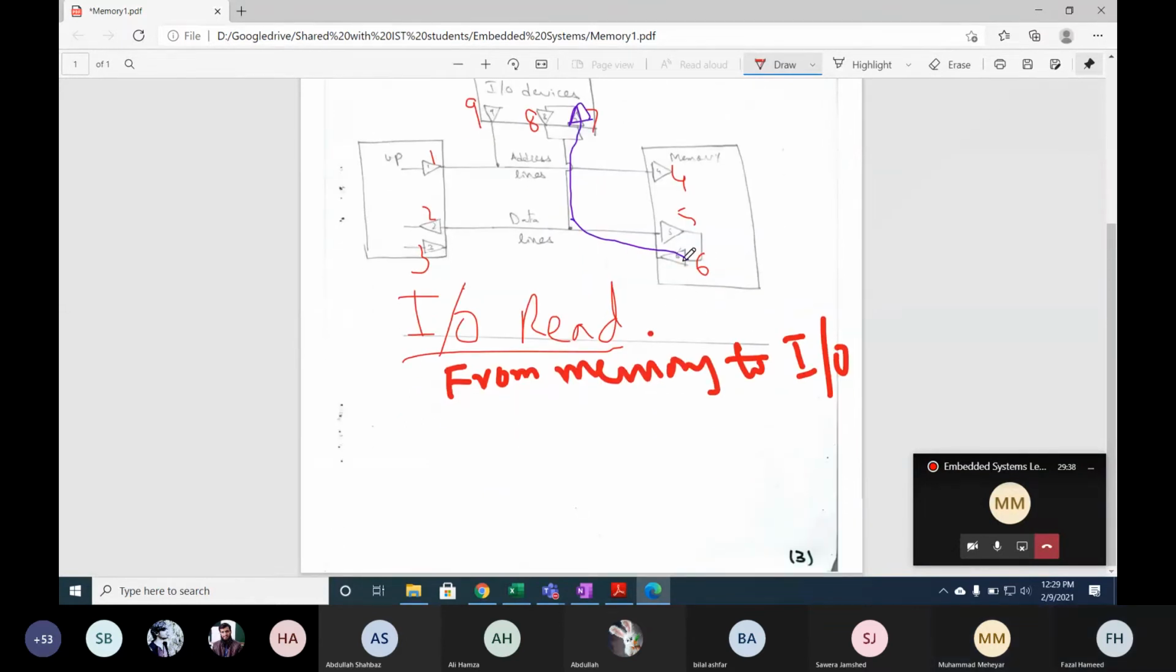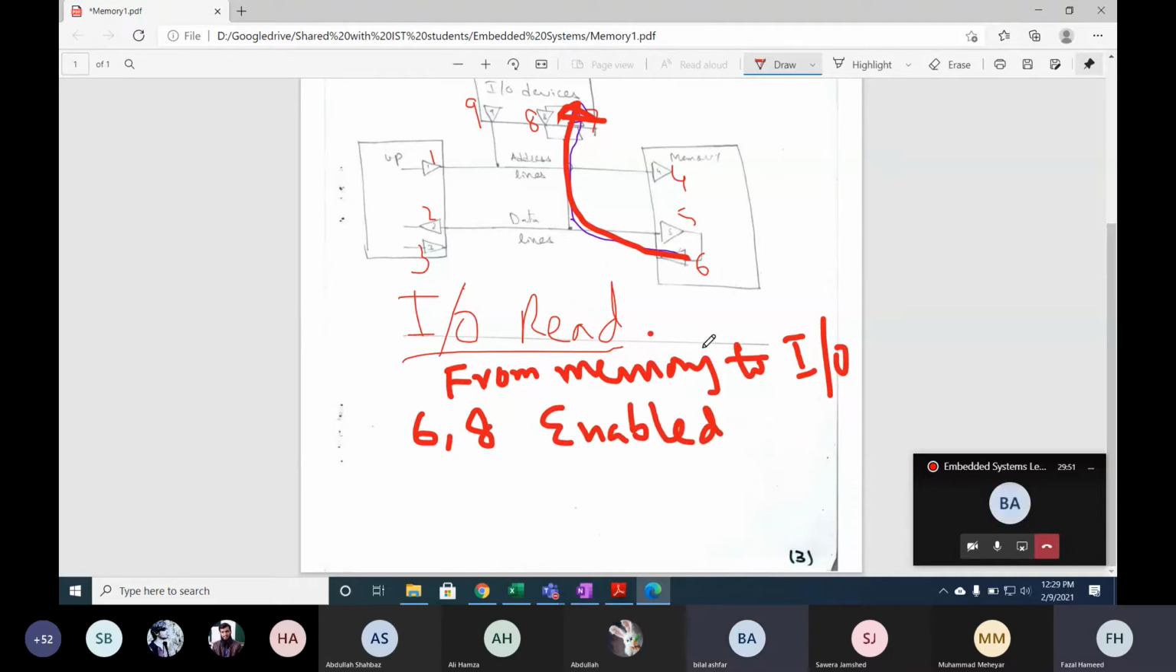Which tri-state buffer will be enabled? 6 will be enabled and 8 will be enabled. Now tell me, which will be disabled? Because they are connected to the data lines. Which ones are connected to the data lines? Sir, 2. 2 and 3, because when the microprocessor is not reading the data, 2 and 3 will be disconnected. In this scenario all of these will be disabled because IO wants to perform the read operation, so all the microprocessor tri-state buffers will be disabled. It's so simple. So 2 and 3 will be disabled and 5. 5 and 8 will also be disabled.